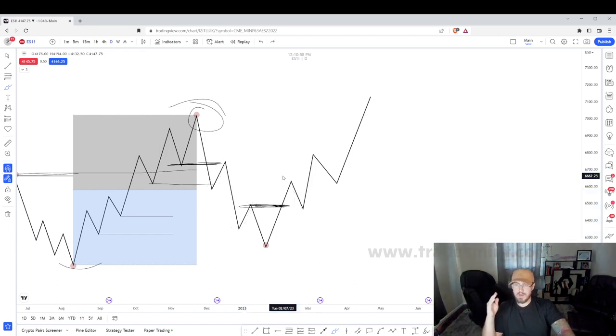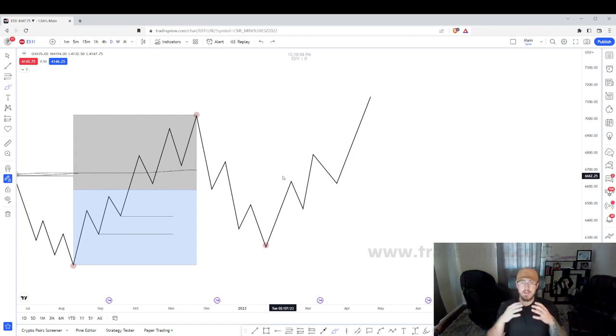But one thing that I have learned from trading this price action for quite a long time now, and just a lot of different pairs, displacement is everything. Without displacement, you don't have anything.